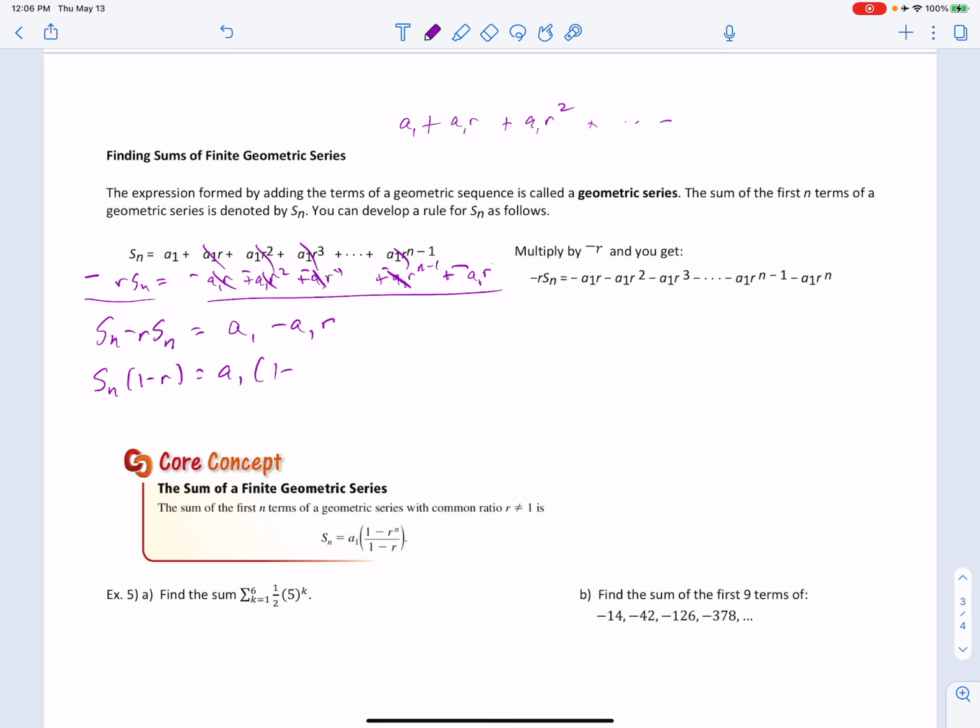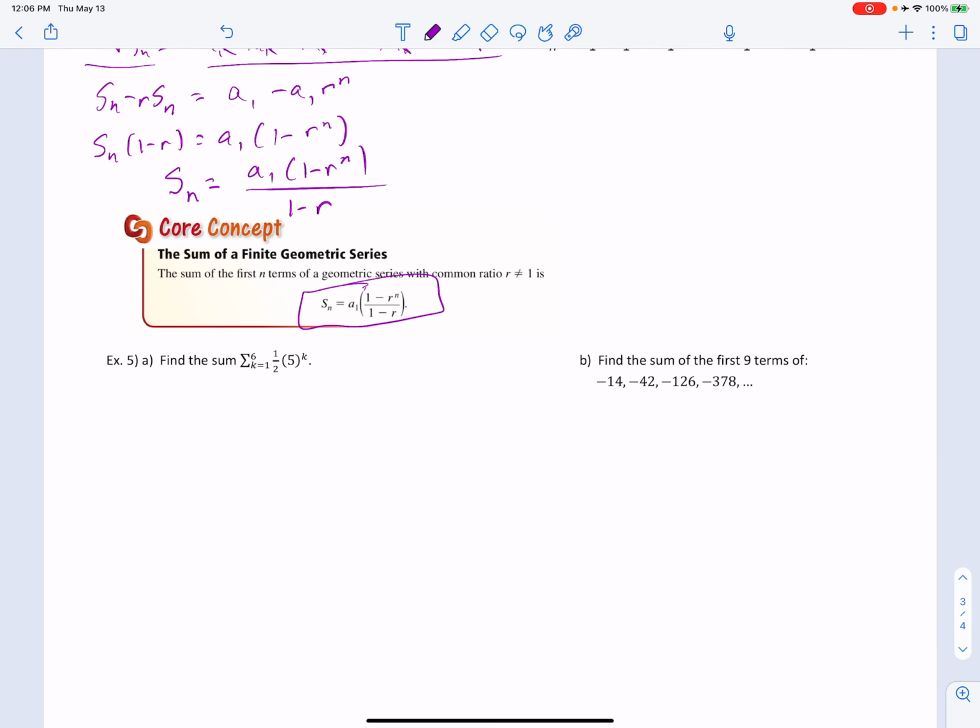Oh yeah, this is r to the nth up here. I was like, there's something wrong here. a sub 1 r to the nth. And then I'm finding the sum of n terms. And so you have this a sub 1, 1 minus r to the nth, all over 1 minus r. And that is this formula, just written a little differently. I kind of like to put the a sub 1 in the numerator. And that is the sum of a finite number of terms of a geometric series.